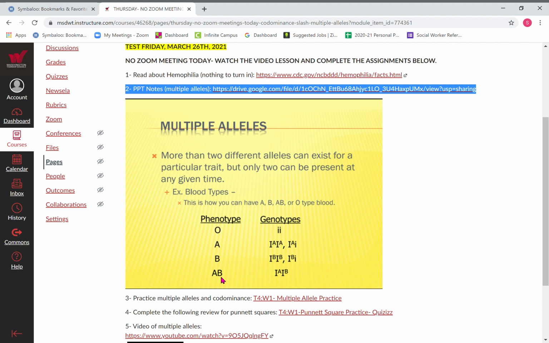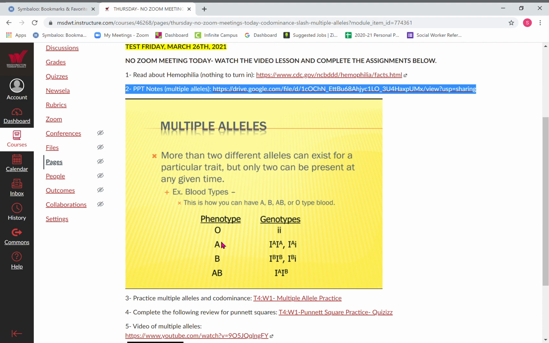Remember, in incomplete dominance, we had red flowers and white flowers making pink flowers. This is not incomplete. This is not dominant recessive. AB is not. So you have to keep in mind this is codominant.